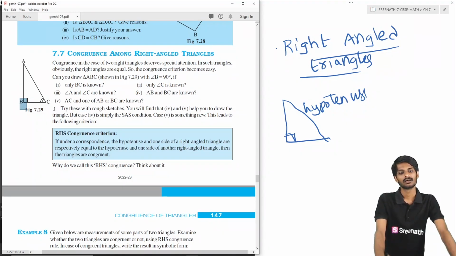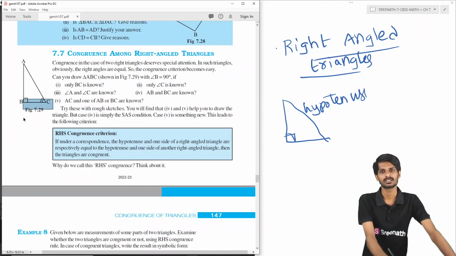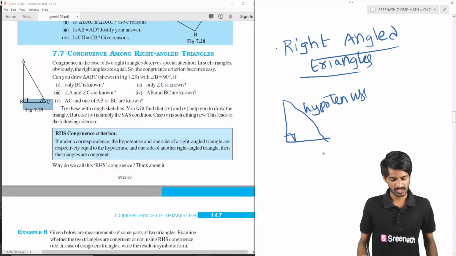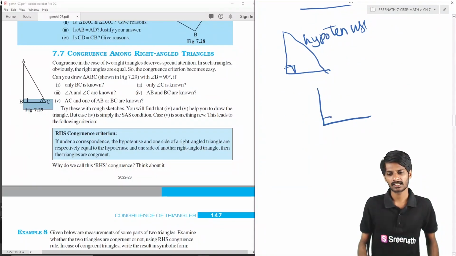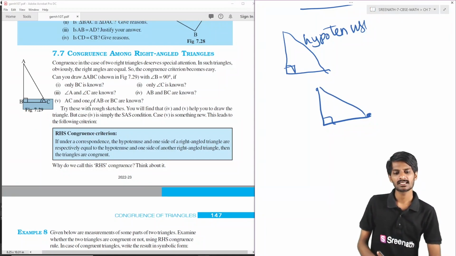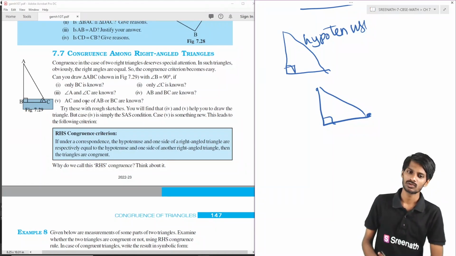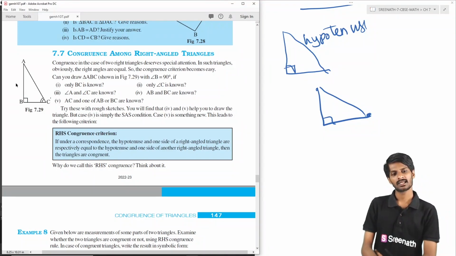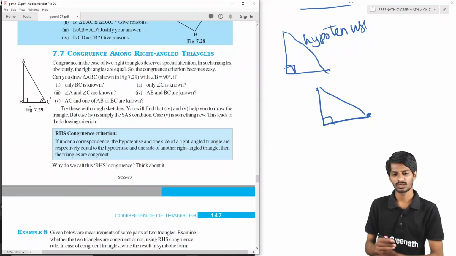Next thing is AB and BC are known, and the angle between them is also known. AB and BC angle is called same. In this case we can draw the exact same triangle, students. How? In this triangle there is a right angle, and this length we know and this length also we know, so the remaining side we can simply join. That's it, students. We will get the same thing. And if AC and one of AB or BC are known, in this case also we can do the task, because he has given AB, AC and the 90 degree angle.